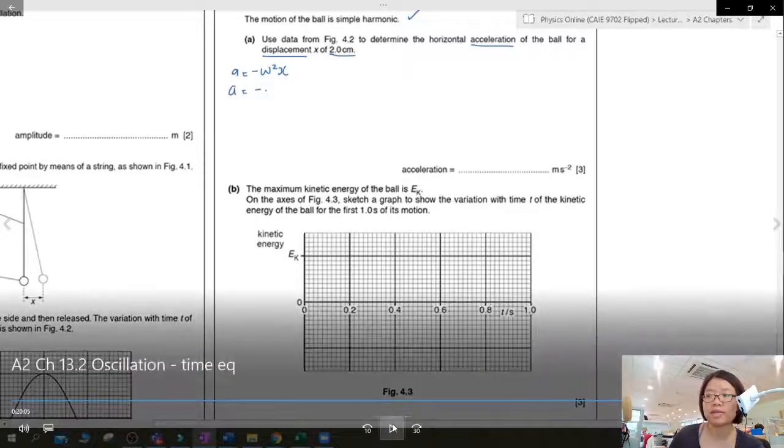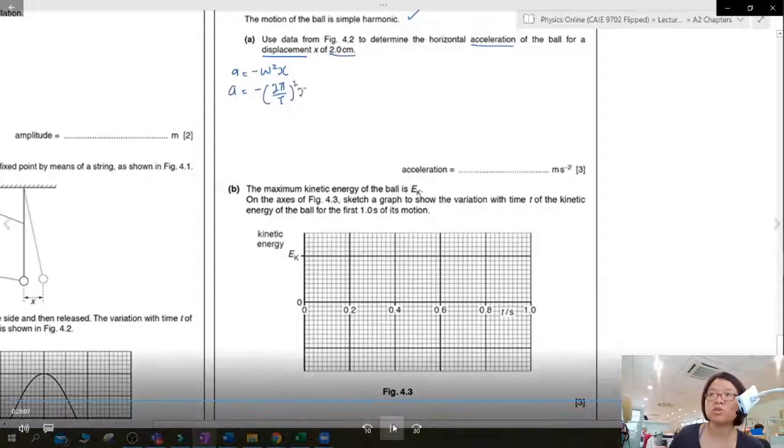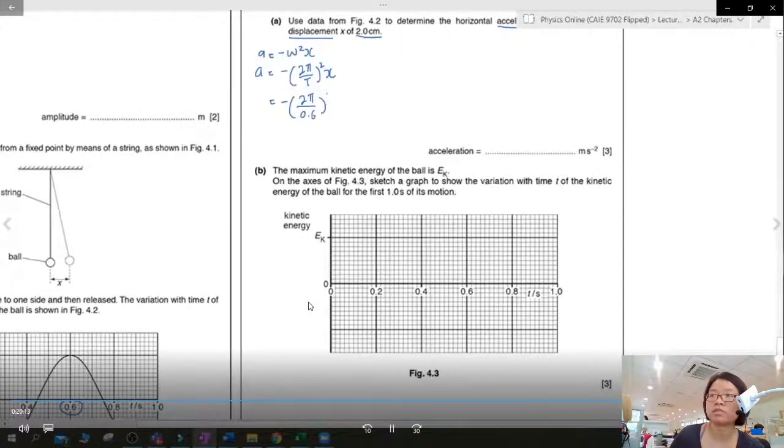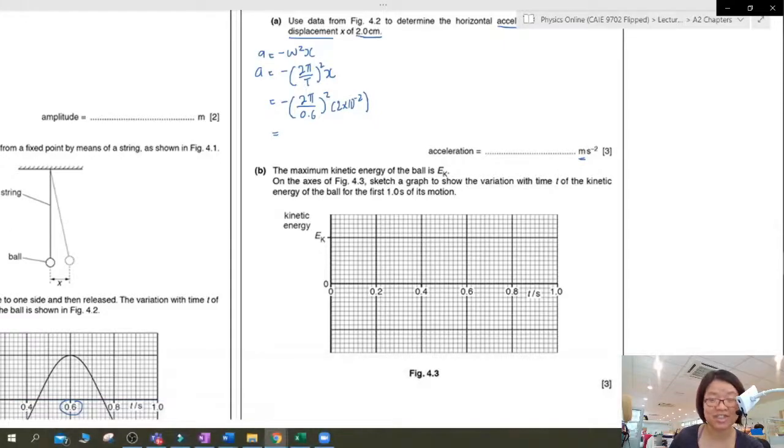A is equal to negative omega square x. So we can find omega. Omega is 2 pi over T. So look at the graph. What is our T? 0.6. Substitute inside. The displacement is 2 cm. Ta-da! So if they ask you to find acceleration and they give you displacement, it's a bonus question.